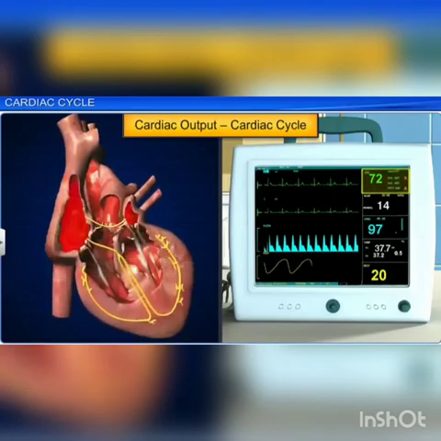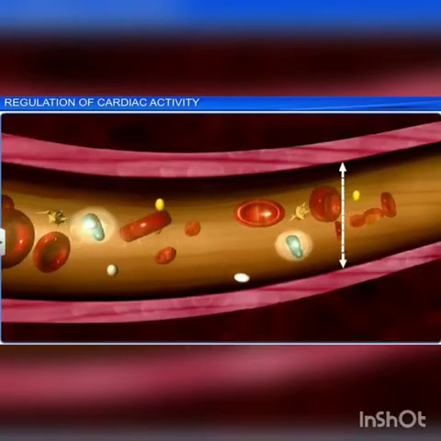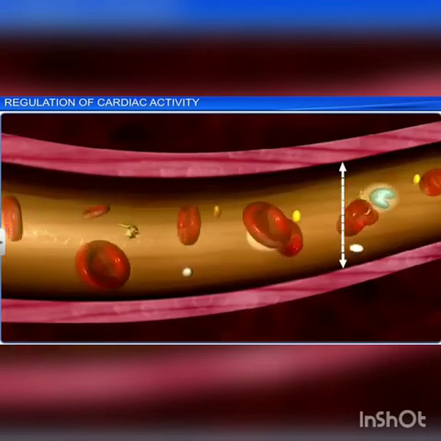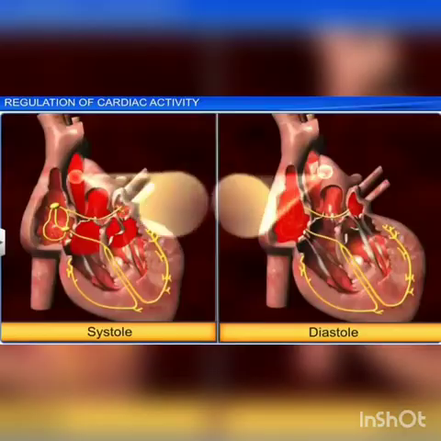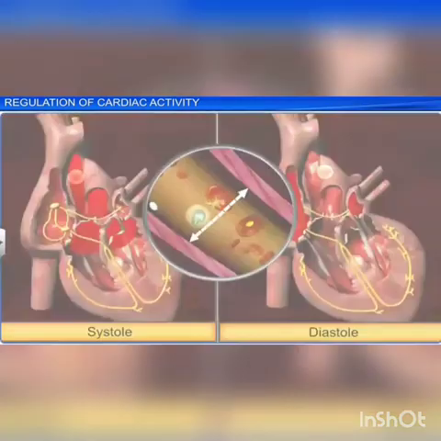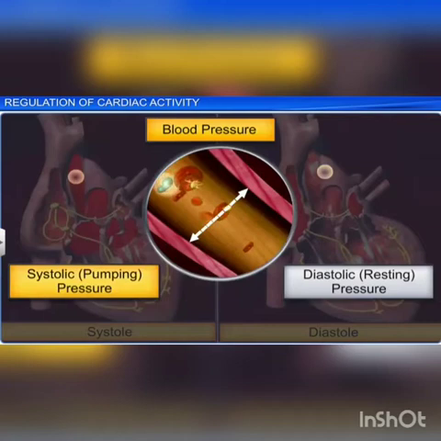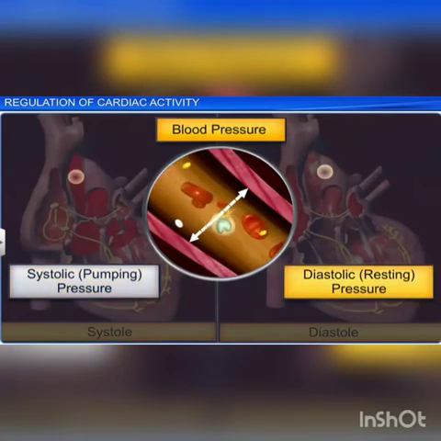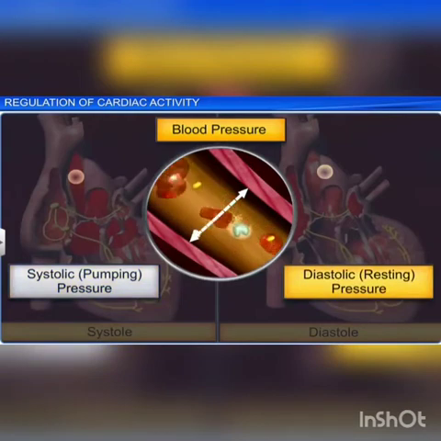Next is the blood pressure. What is meant by blood pressure? Blood pressure is the pressure exerted on the surface of the blood vessels by the blood. This pressure circulates the blood through the arteries, veins, and capillaries. There are two types of blood pressure, systolic pressure and the diastolic pressure. Systolic pressure is the pressure in the arteries as the chambers of the heart contract. Systole means contraction, right? So it is the pressure in the arteries as the chambers of the heart contract.